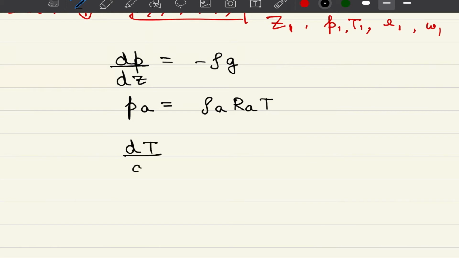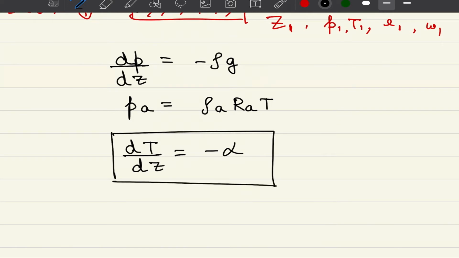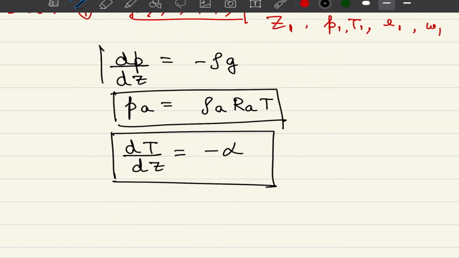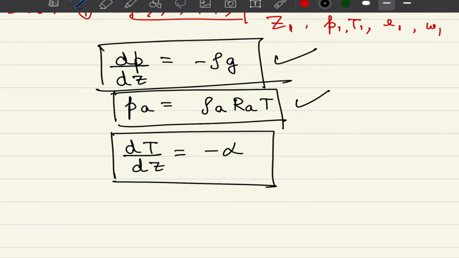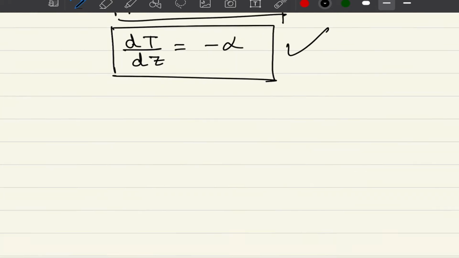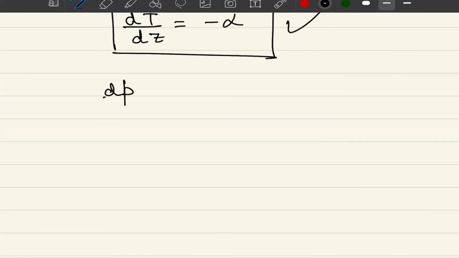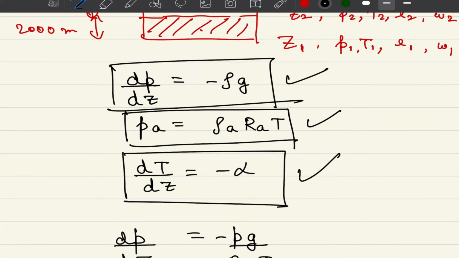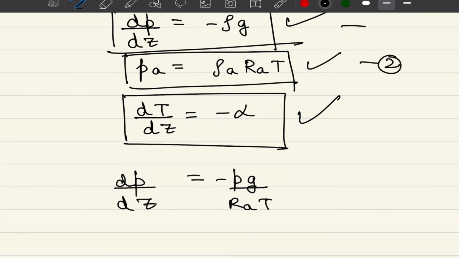The rate of temperature change with height is given by the lapse rate, which is dT/dz equal to minus alpha. We have already touched upon all these equations in our previous lectures, where this is the hydrostatic law, this is our ideal gas equation, and this is the lapse rate equation for temperature. Now, by substituting the values from 2 into 1, we can write dP/dz as minus P g upon R_A T.